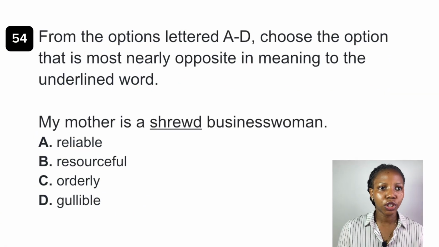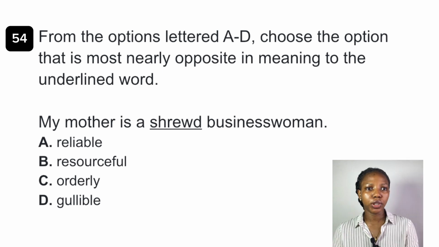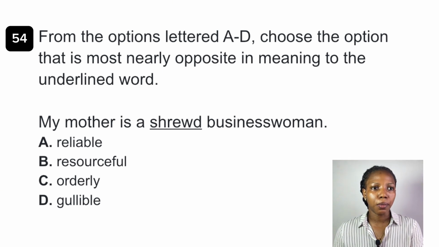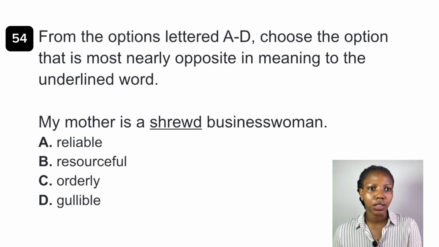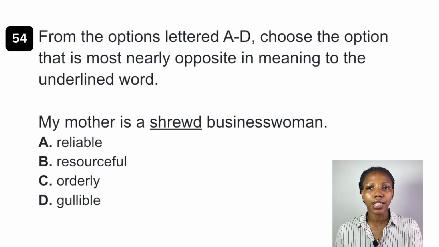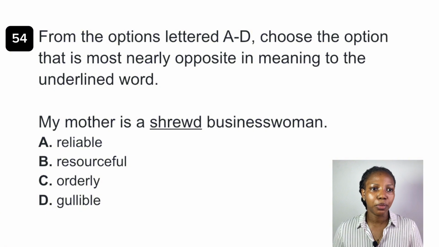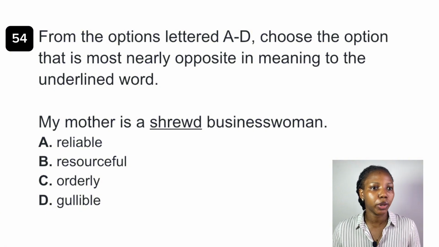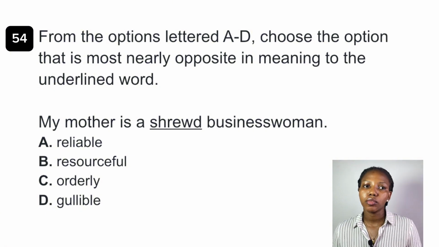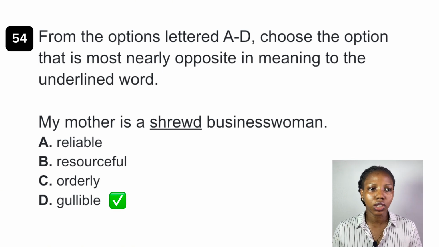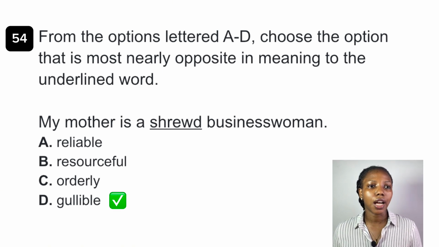Question 54. This question is under antonyms, opposite in meaning. My mother is a shrewd businesswoman. Shrewd is underlined, and shrewd is a positive word, so we are looking for a negative word as the answer to this question, using the positive and negative indicator. Option A, reliable, positive. Option B, resourceful, positive. Option C, orderly, positive. Option D, gullible, negative. So we are safe to say that option D is the final answer to this question.